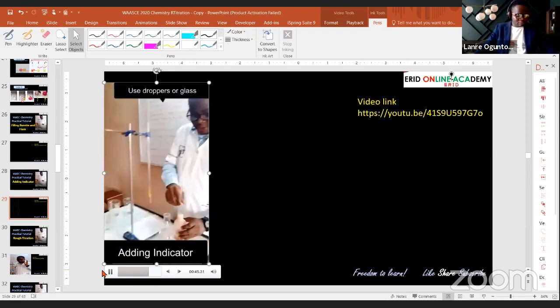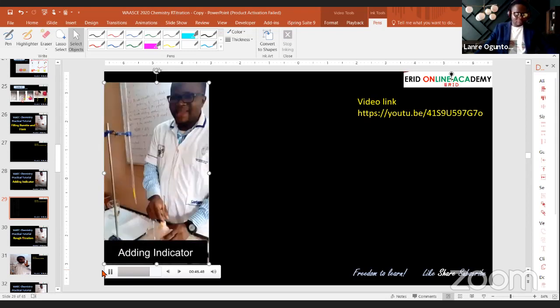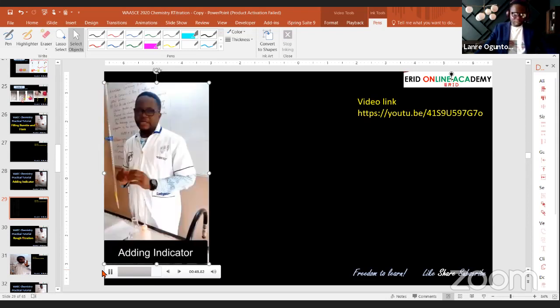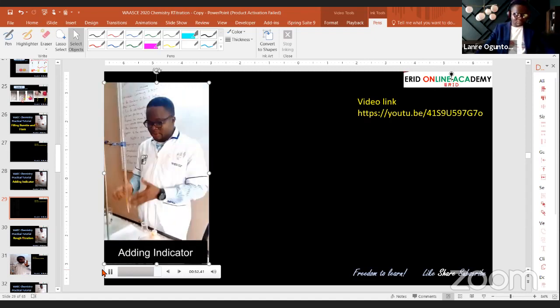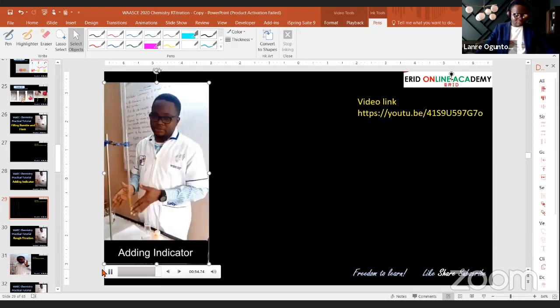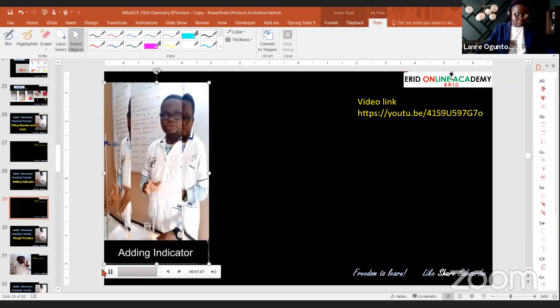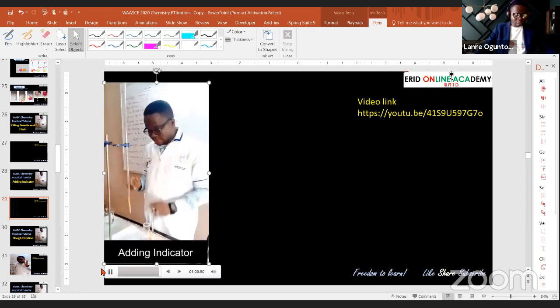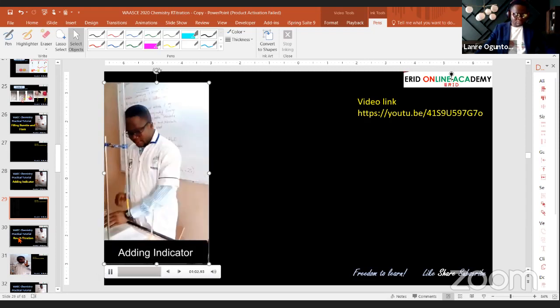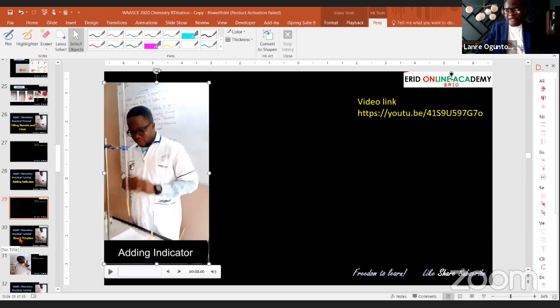Okay, the quantity of indicator you use can actually affect your titration. So if you use too much indicator, you may not be able to determine your end point. So it's important that you follow the rules. 3 or maximum 4 drops of indicator will be fine. So in adding your indicator, follow that rule.